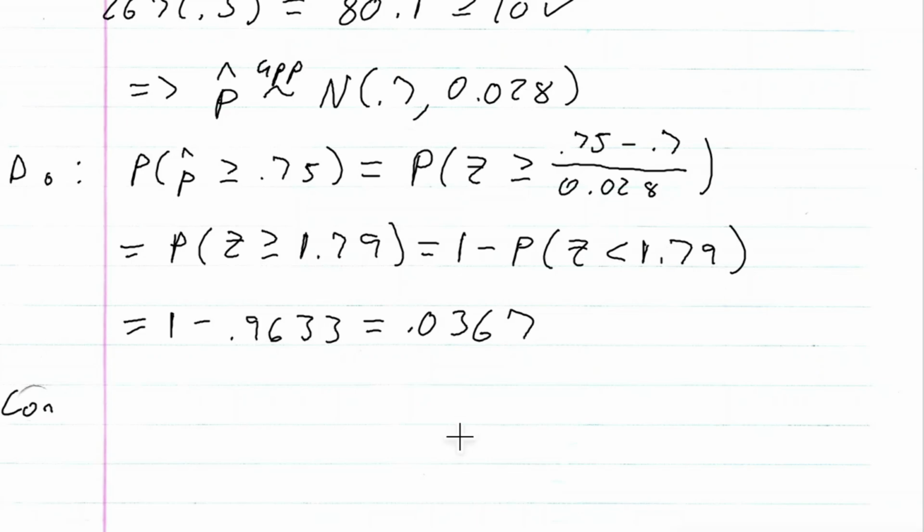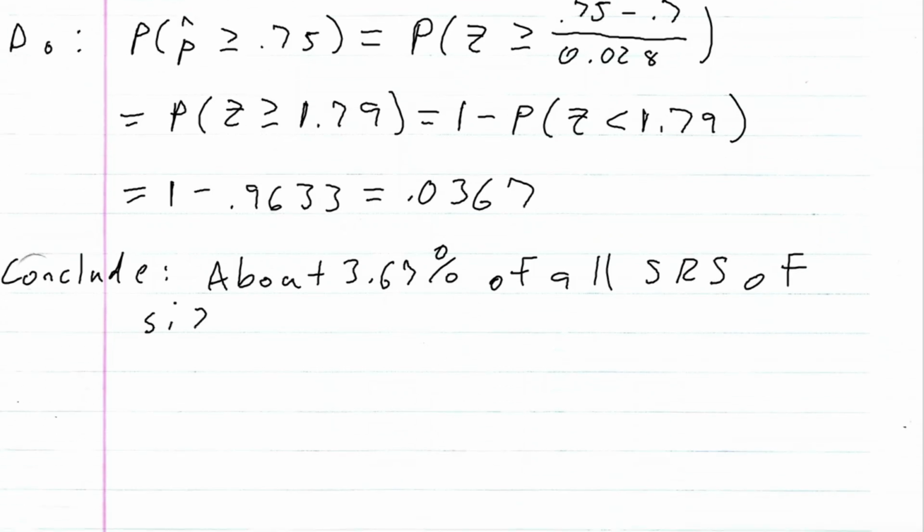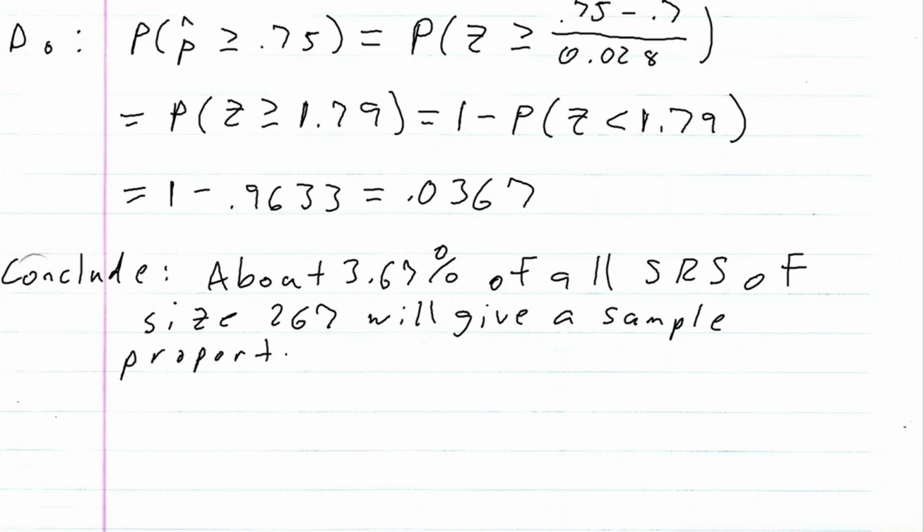So conclude. About 3.67% of all SRS of size 267 will give a sample proportion that is 75% or greater.